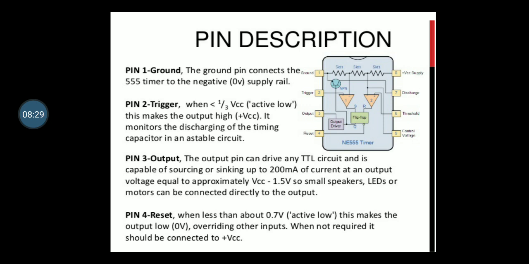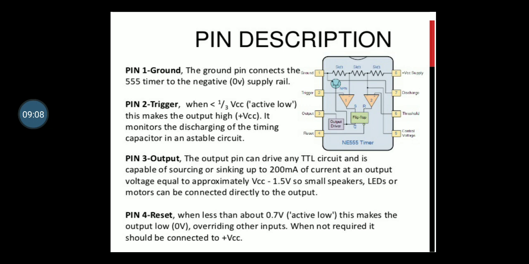Next one is the pin description. Pin 1, the ground pin, connects the 555 timer to the negative supply rail. Pin 2, trigger. When less than 1 by 3 VCC, that is active low, this makes the output high. It monitors the discharge of the timing capacitors in an astable circuit. Pin 3, output. The output pin can drive any TTL circuit and is capable of sourcing or sinking up to 200 milliamps of current at the output voltage.